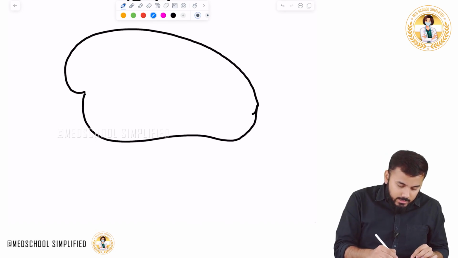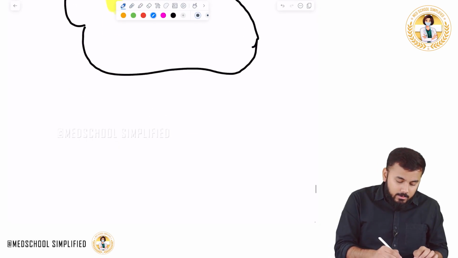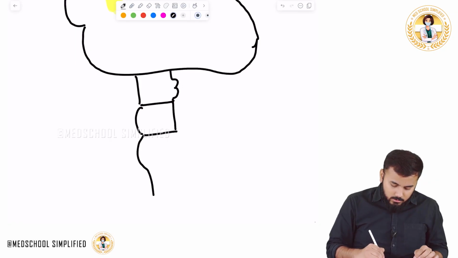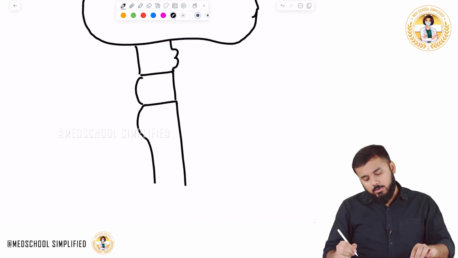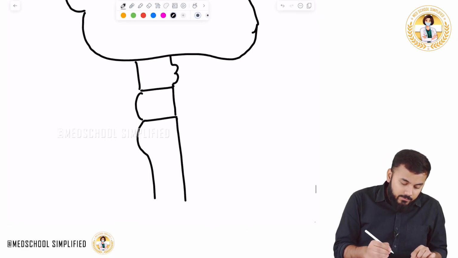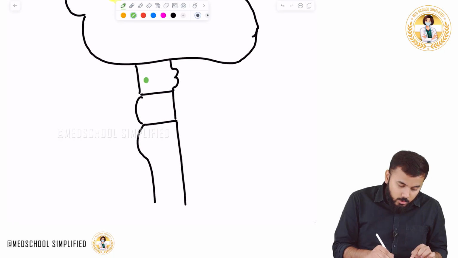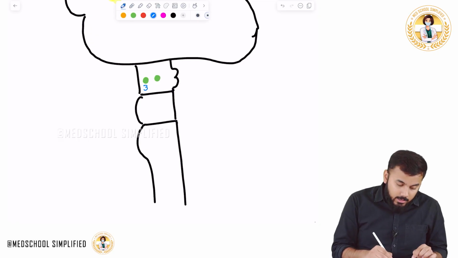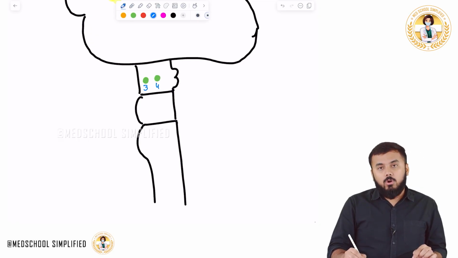Let us say that this area which you can see over here, this yellow color area, right? So this was your 6 and 8. This is your 6 and 8. And down over here, you have got your midbrain. This is your pons. This is your medulla oblongata. Now, here within the midbrain, you have got two important nuclei. One is the nucleus of the third cranial nerve, that is your oculomotor nerve. And here you have got the nucleus of the fourth cranial nerve, that is your trochlear nerve.